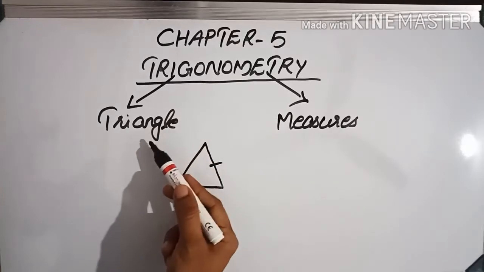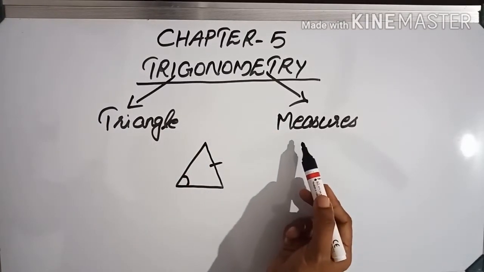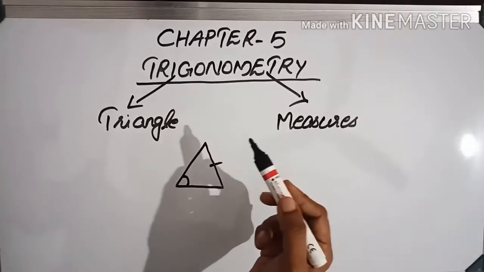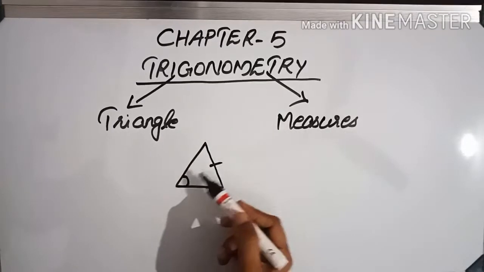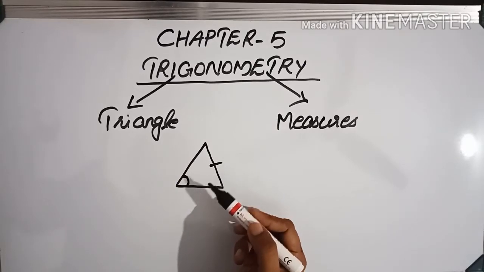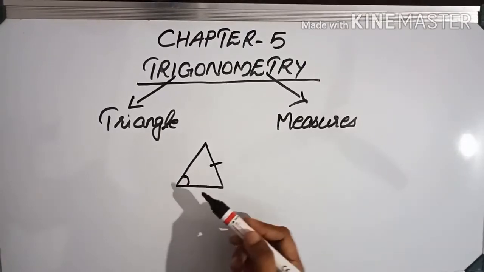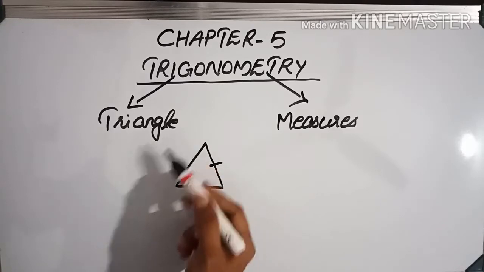Trigono means triangle, metry means measures. So trigonometry is just about the triangle. Measures means sides and angles. So it's a study of relationship between sides and angles of a triangle.